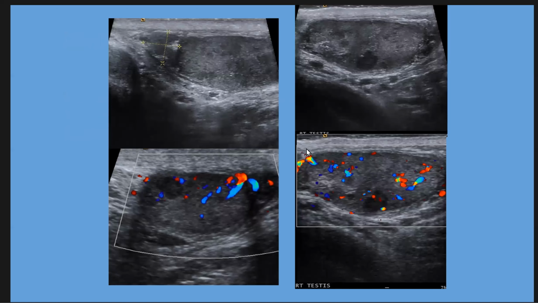Here, patient 29 years old with infertility, and we see here multiple areas of hypoechogenicity involving the right testis with some increased vascularity. Testicular biopsy proved to be Sertoli cell only syndrome with no evidence of spermatogonia.